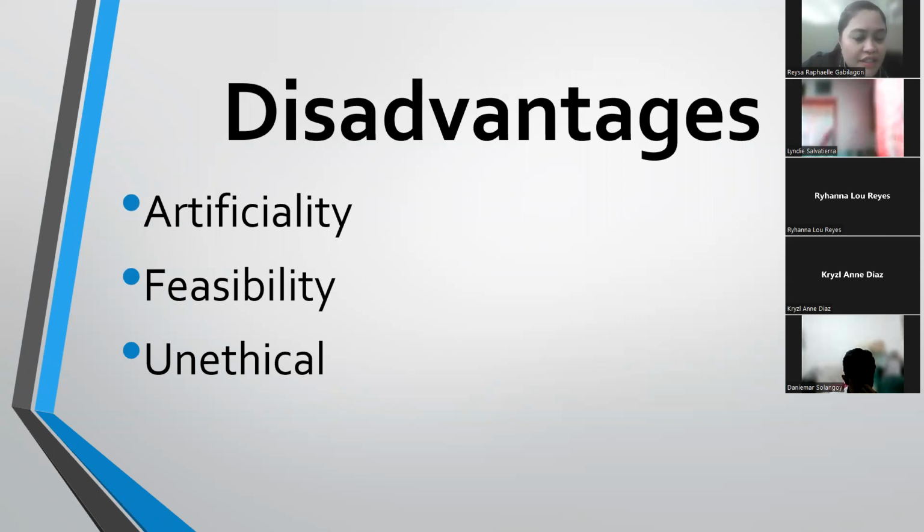What are the disadvantages of doing an experimental research? We have here artificiality, especially sa mga laboratory animals natin. Artificial lang muna kasi we cannot give our plant extracts directly to human subjects. That will be unethical. So, may artificiality tayo sa ginagawa natin na experiment.